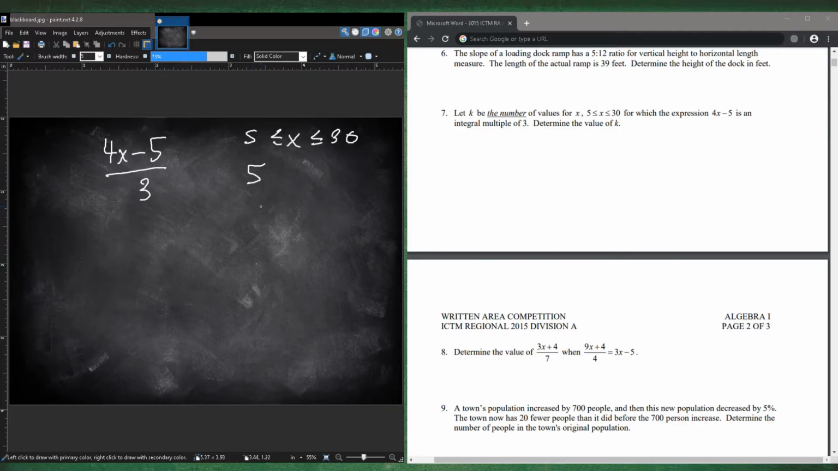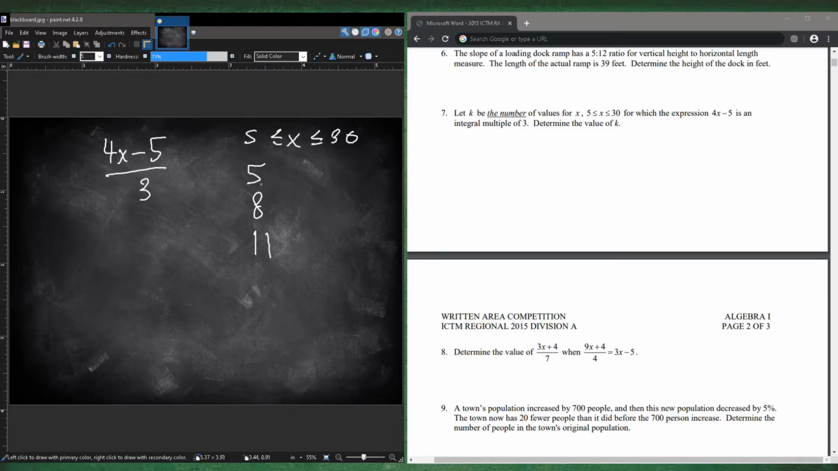So 8 works. Okay, let's choose 9. 9 times 4 minus 5 divided by 3. Okay, that's a fraction, doesn't work. Now use 10. 4 times 10 minus 5 divided by 3. That's a fraction, doesn't work. 11 times 4 minus 5 divided by 3, that's 13. That works. So we know 11 works.